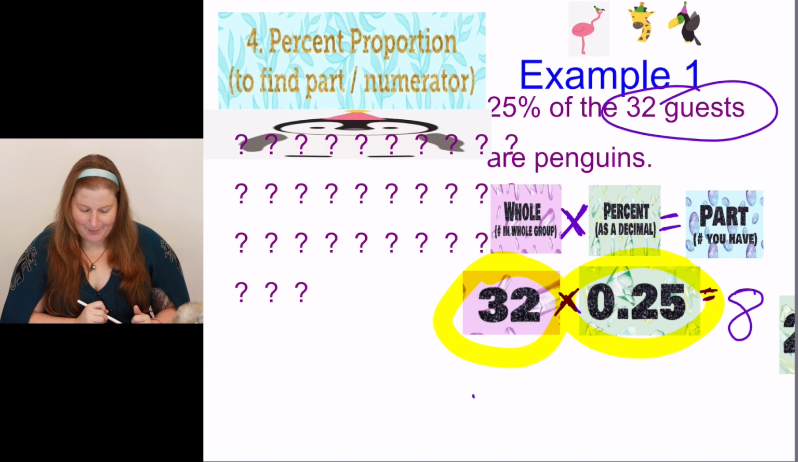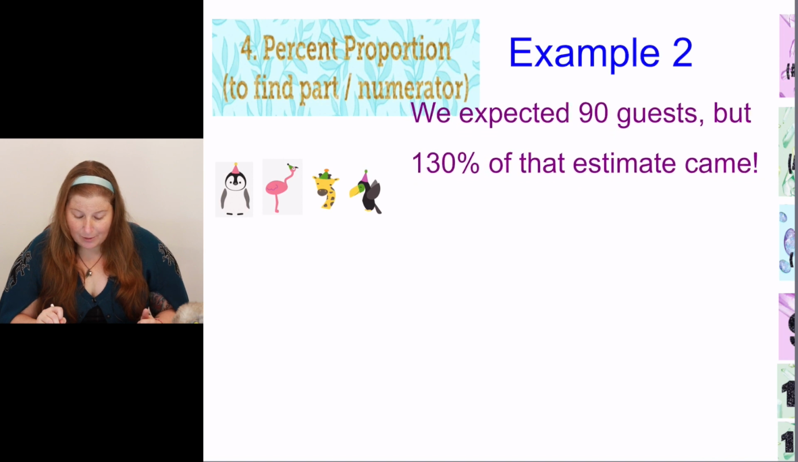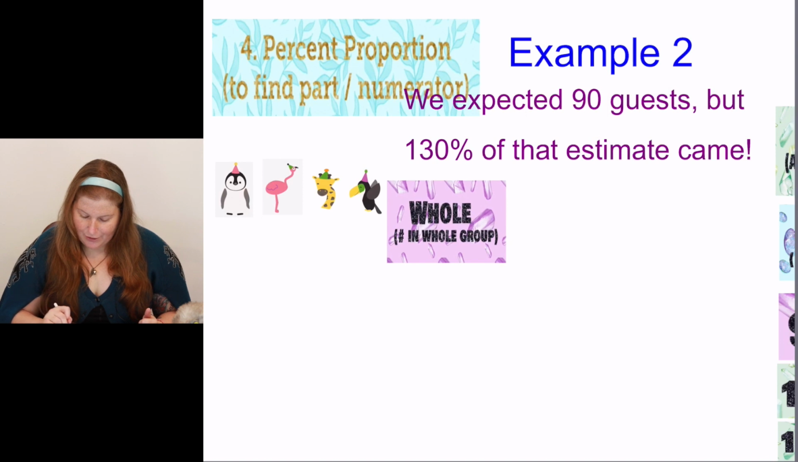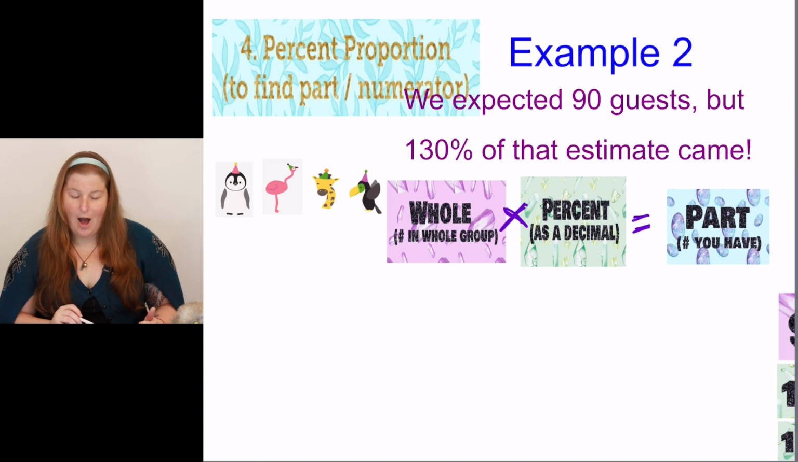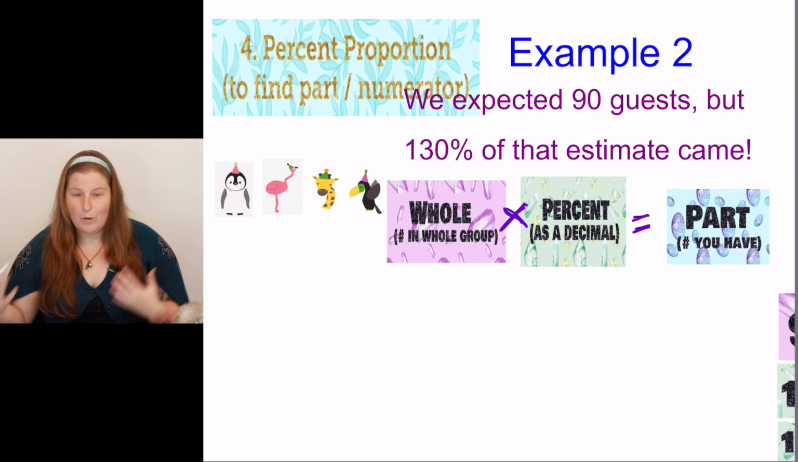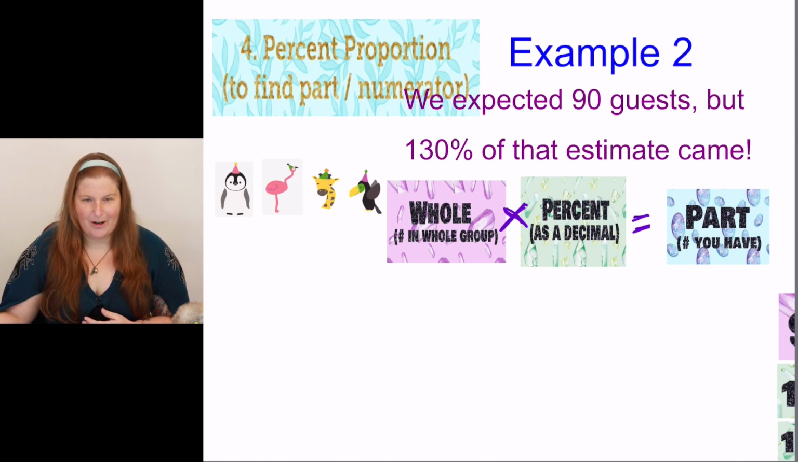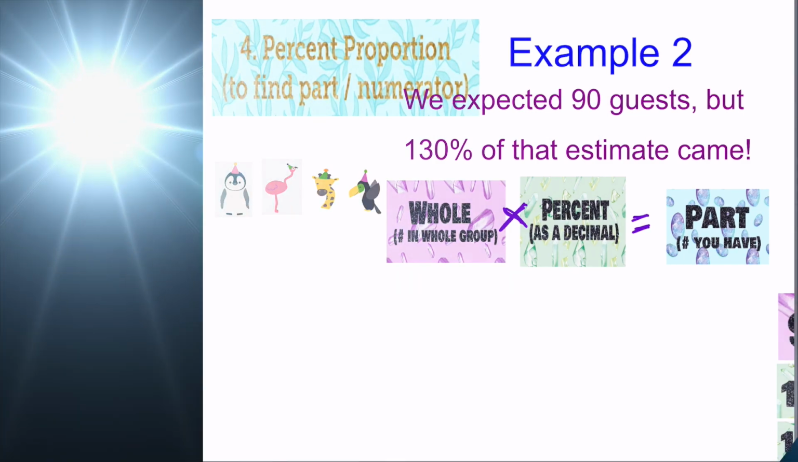Let's look at our second example, which you're going to solve on your own. We expected 90 guests, but 130% of that estimate came. So again, what you're going to do on your own is multiply the whole times the percent of the party guests that came to get the number of party guests that came. So you're going to find how many we thought were going to show up, multiply that by the percent as a decimal, and then calculate how many party guests showed up to that party. Go ahead and pause your video, solve the problem, and write down your answer. Come back when you're ready to check your work. See you in a moment.